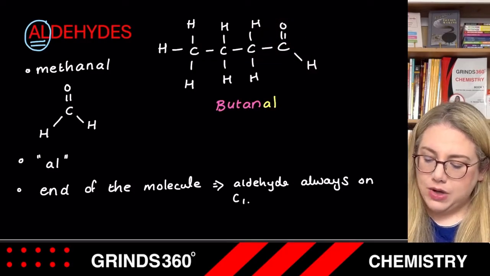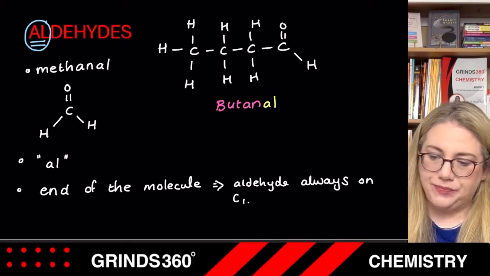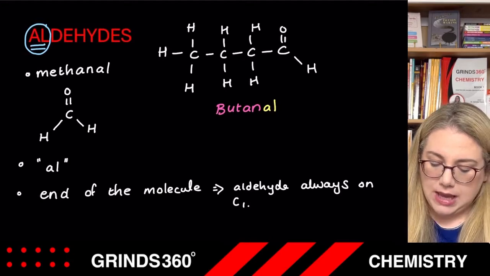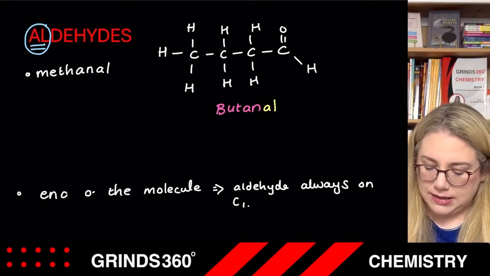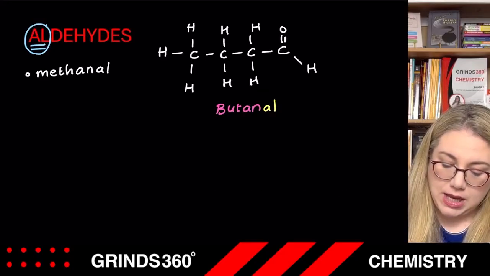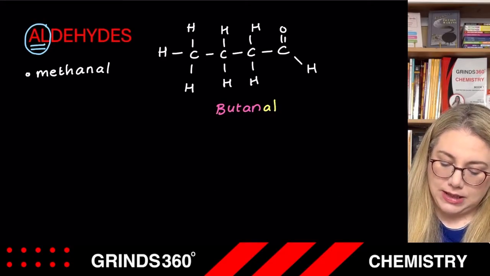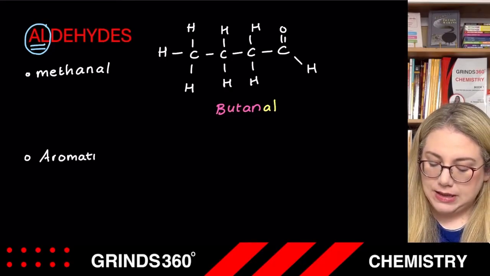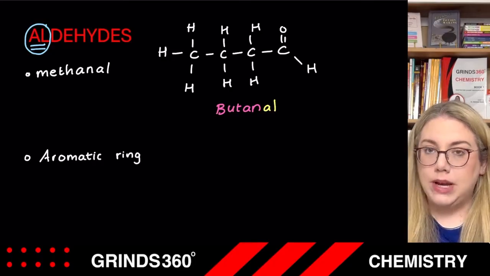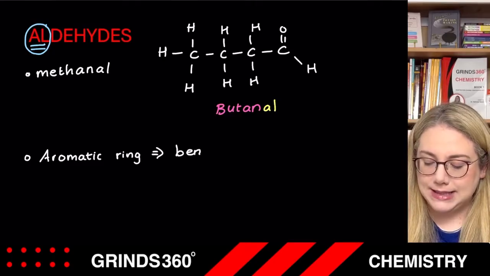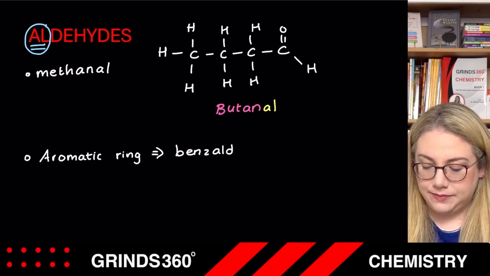Now, other things of note for aldehydes. It's important that we can talk about the aromatic aldehyde. This does come up quite a bit on the exam. Aromatic in organic chemistry means benzene. So an aromatic ring is a benzene ring. There's only one aromatic aldehyde that you have to be able to draw. It's called benzaldehyde.